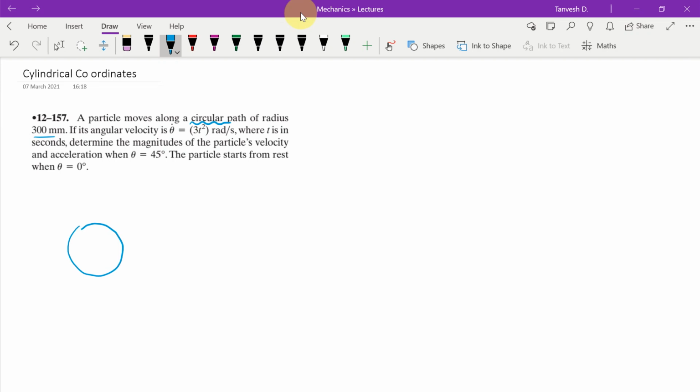So if I consider origin O or the center of this circle as the origin, then this radius is not going to change throughout, right? That means that the particle is not moving along the radial direction. That is what we can understand from this. One more thing is that the angular velocity theta dot is 3t square radians per second. Now this theta dot is nothing but d theta by dt. Determine the magnitude of the particle's velocity and acceleration when theta equals 45 degrees.